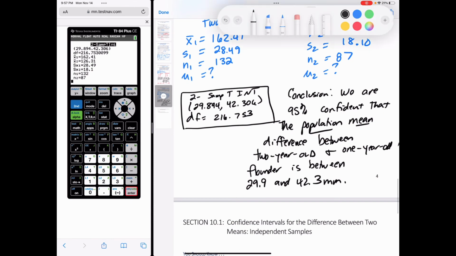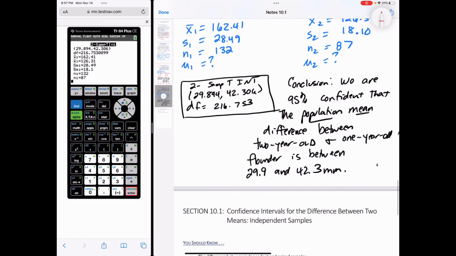And here's what that means, okay? This means that because it's a positive interval, right? Both terms are positive. The 2-year-olds are longer. How much longer? Well, between 29.9 and 42.3 millimeters.